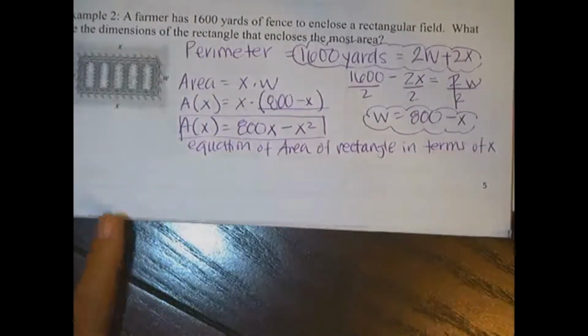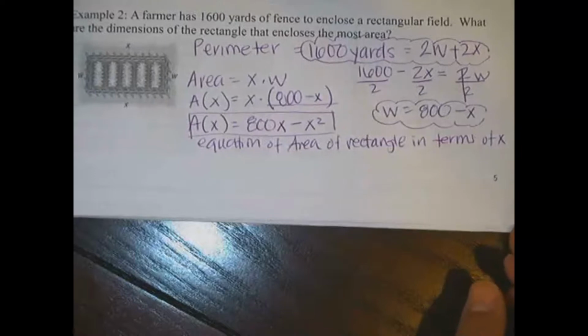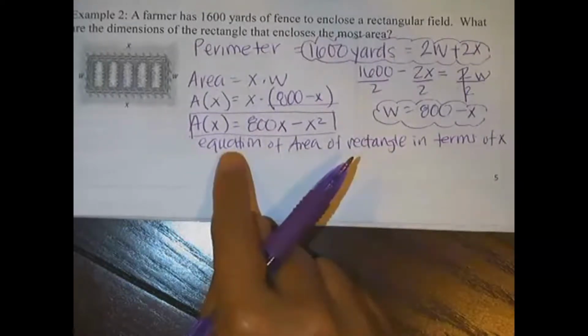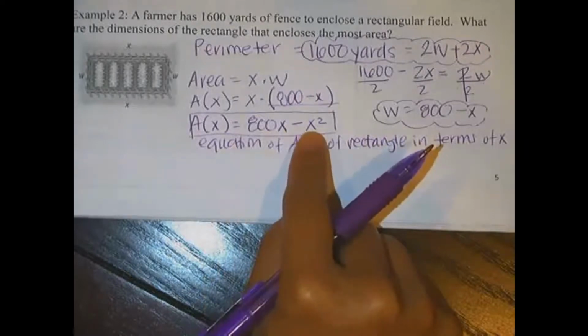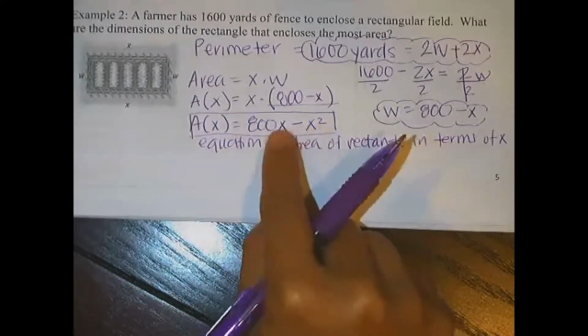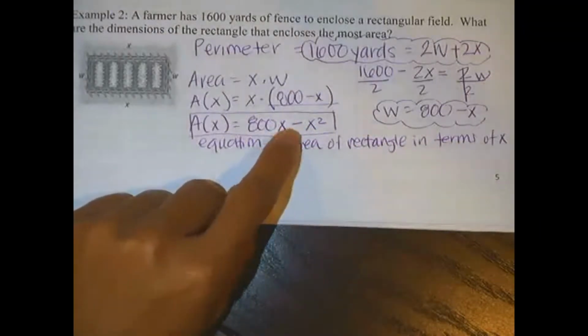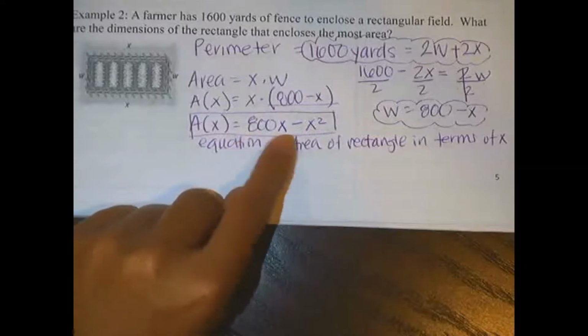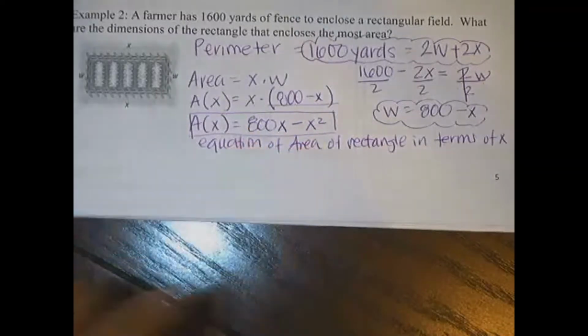So from here, you can do it by hand. Let's do it by hand first. I want the largest area. That means I'm going to have to find the vertex. Because this is a parabola, as you can see, this is an x squared. It opens down because if I were to rewrite it in standard form, this is minus x squared plus 800x. So parabola opening down, there's a max point which is called the vertex.